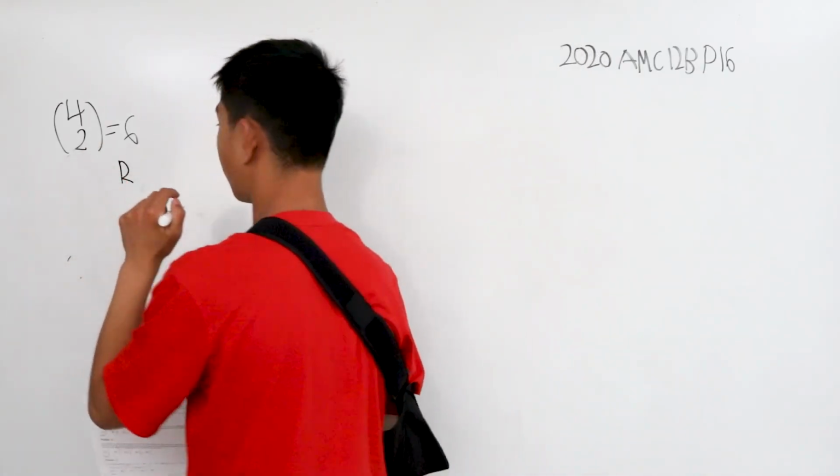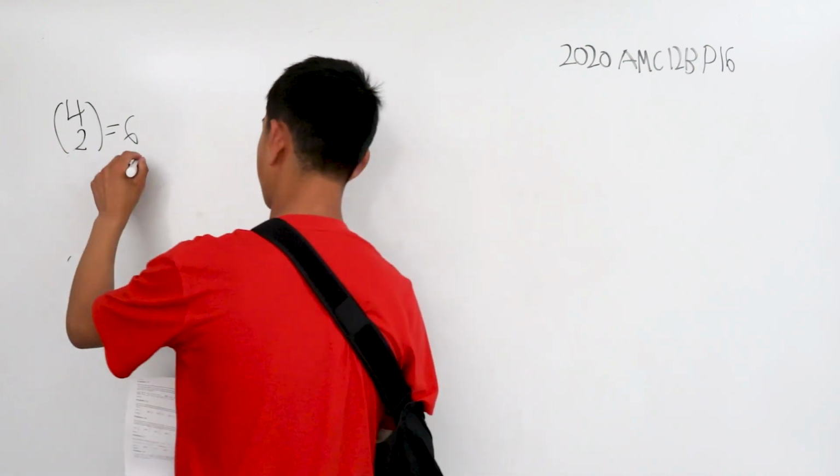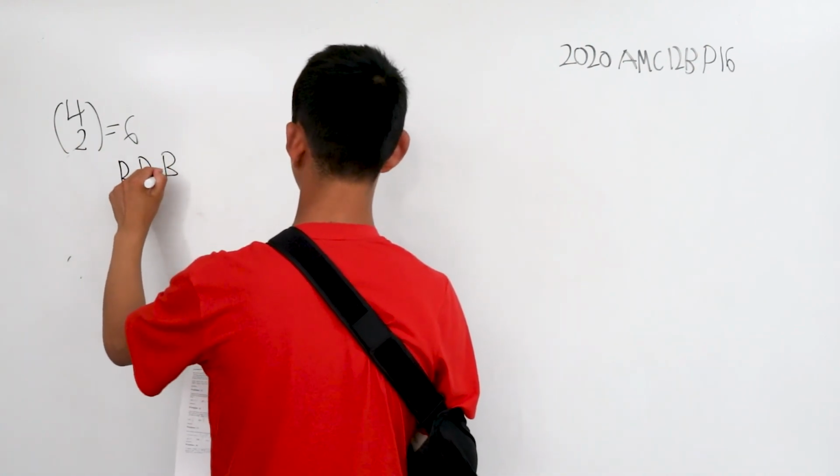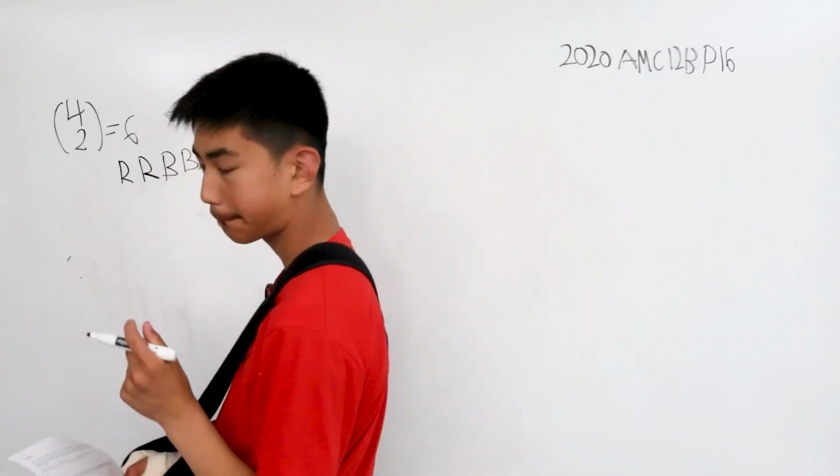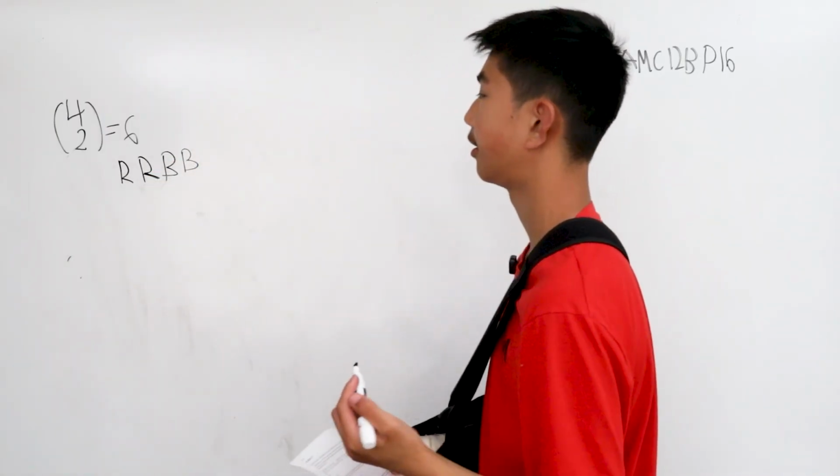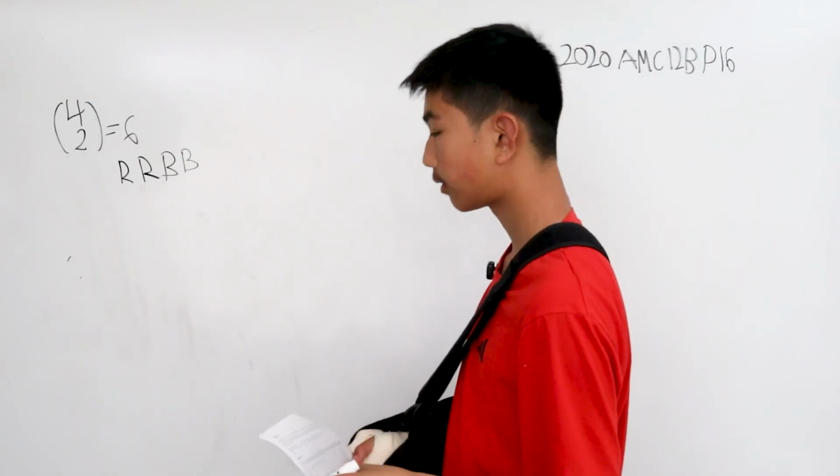Now, one of the most basic ways, we'll just assume it's completed this way, is if you draw out the red ball, add 1, draw out the red ball again, and then draw out the blue ball, and then draw out another blue ball.